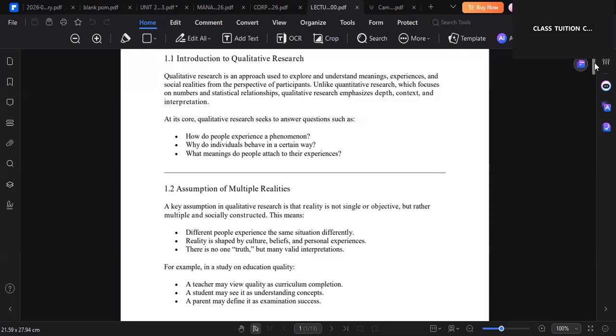So this means that a different person may experience the same situation differently. You will give a personal reflection on how the president meant to you in a different way. So the other assumption is that reality is shaped by culture, beliefs, and personal experiences, and there's no one single truth. There are many valid interpretations. So for one particular study, for instance, in education, a teacher may view quality as curriculum completion. Another student may view it as understanding the concept.